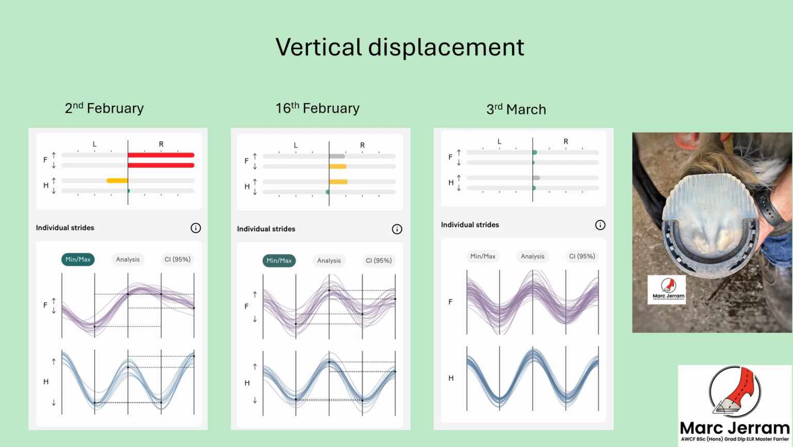We can see the right front there. The head has been suspended in the air, trying to take weight off that limb and that hoof. We can see it's starting to clean up a little bit by the time we get to the 16th. And by the time we get to the 3rd, we've got loads of overlapping stride patterns. The level of vertical displacement is reduced, and we can see a much more fluid stride, and again that leads to a sound and comfortable horse.